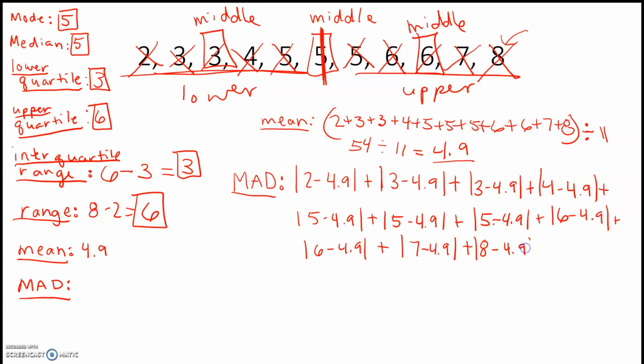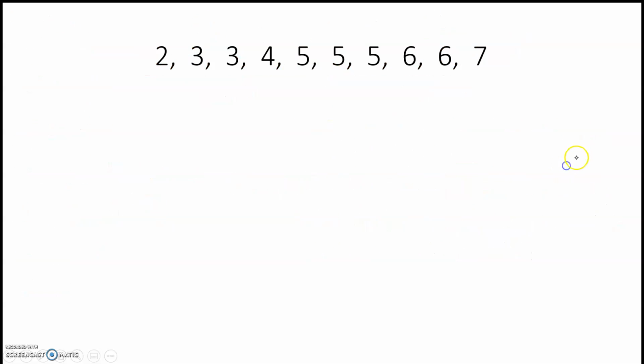Okay, what you're going to do is inside of each absolute value, you're going to subtract. Plug it in your calculator. 2 minus 4.9, 2.9. 3 minus 4.9, 1.9. 3 minus 4.9, 1.9. 4 minus 4.9, 0.9.